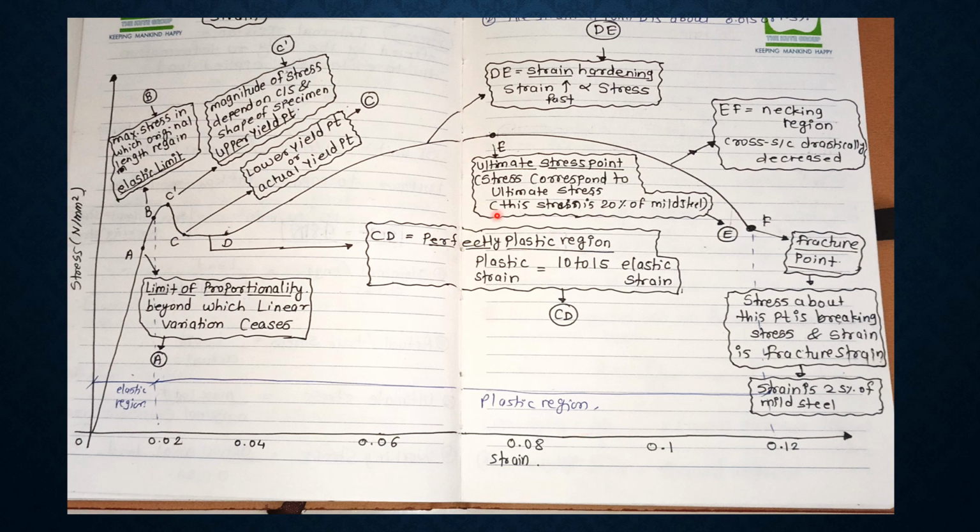So this is all about the stress strain curve, and all the points are important from this graph. A is the proportionality limit, B is the elastic limit, C dash is the upper yield point, C is the lower yield point, C to D is the perfectly plastic region, D to E is the strain hardening zone, E is the ultimate stress point, E to F is the necking region, and F is the fracture point.